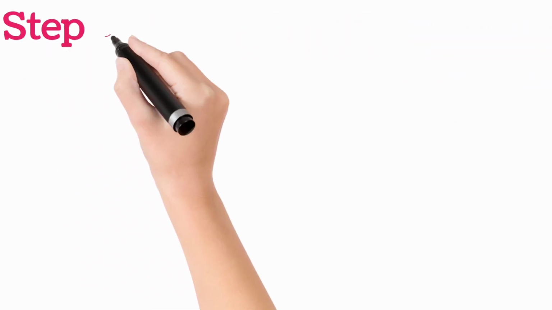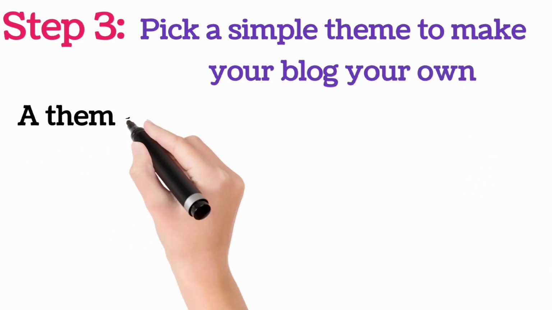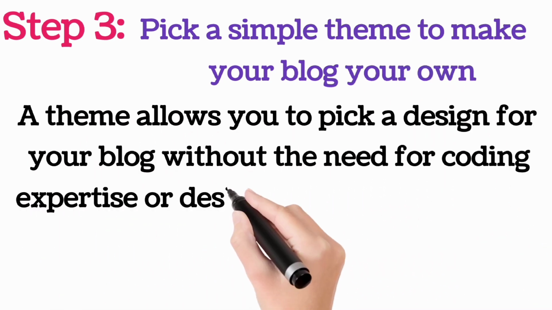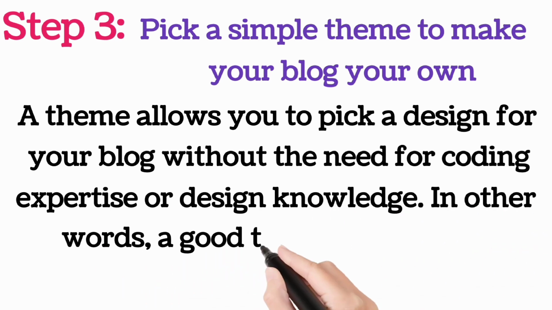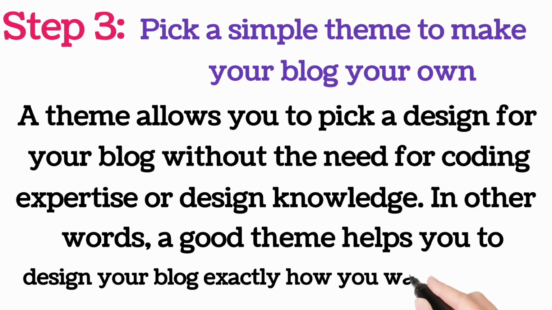Step 3. Pick a simple theme to make your own blog. A theme allows you to pick a design for your blog without the need for coding expertise or knowledge. In other words, a good theme helps you to design your blog exactly how you want it to look.